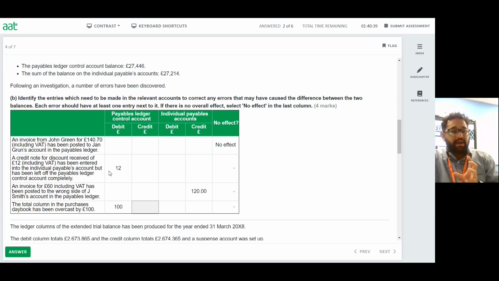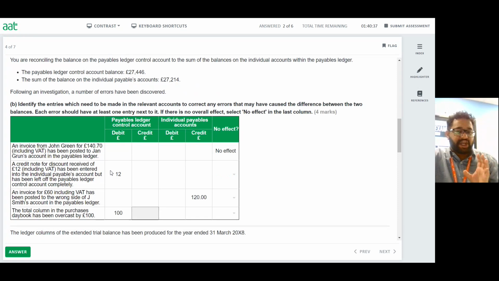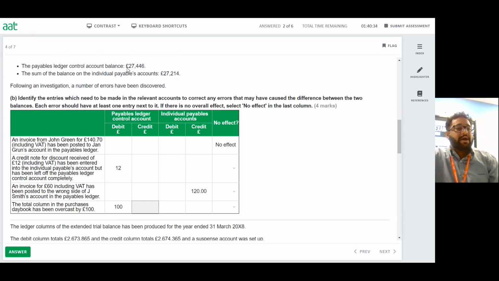So now let's see whether my reconciliations are matching. If you look here, the payables ledger control account has a balance of 27,446. 27,446 minus the £112 gives me £27,334 now. So this is the updated balance of the purchases ledger control account. I'm just going to quickly write it here. I will not keep it here, I will delete it before I go away. So this is the new balance of the purchases ledger control account.